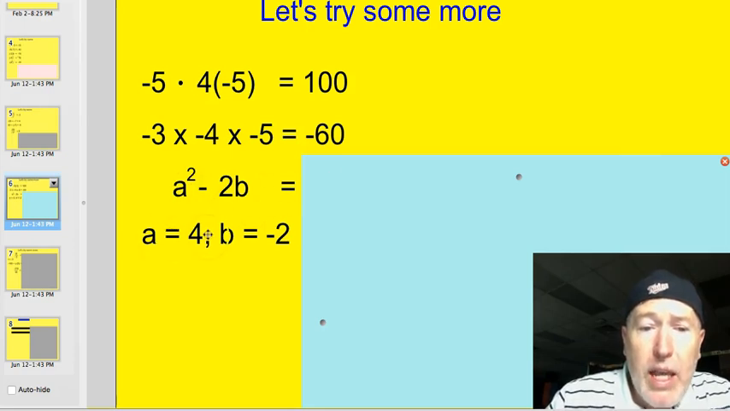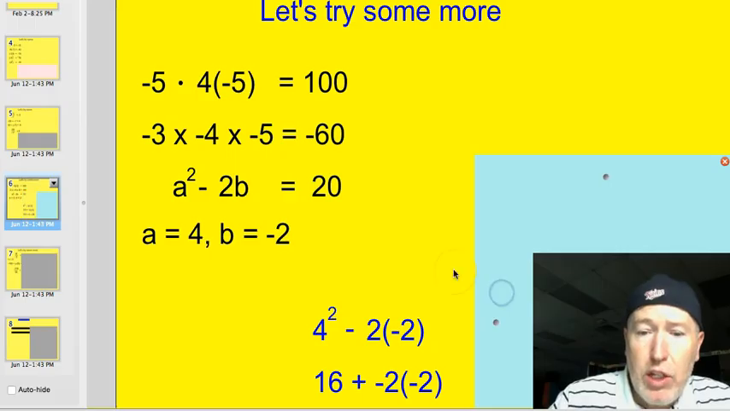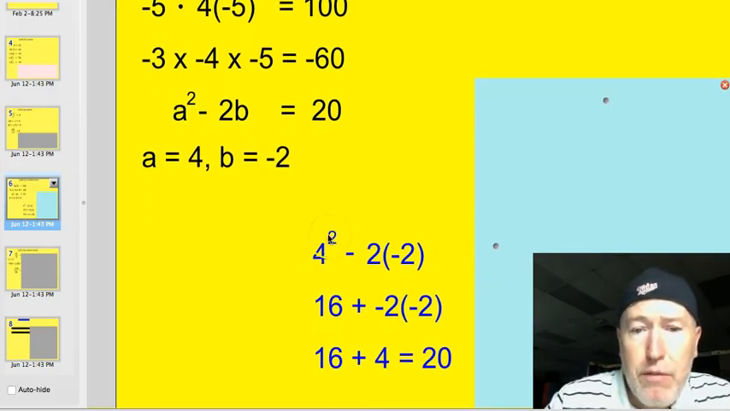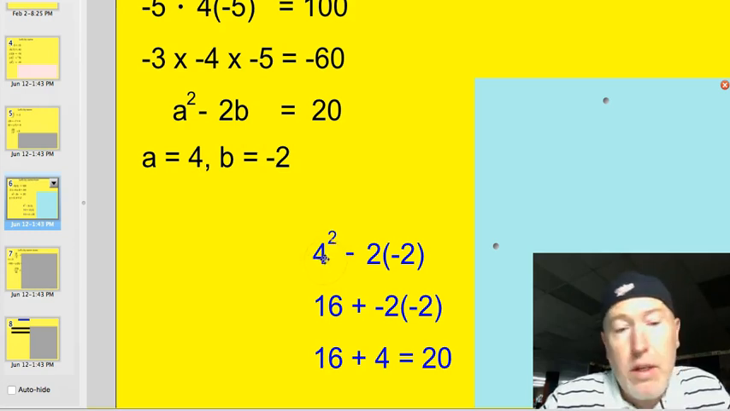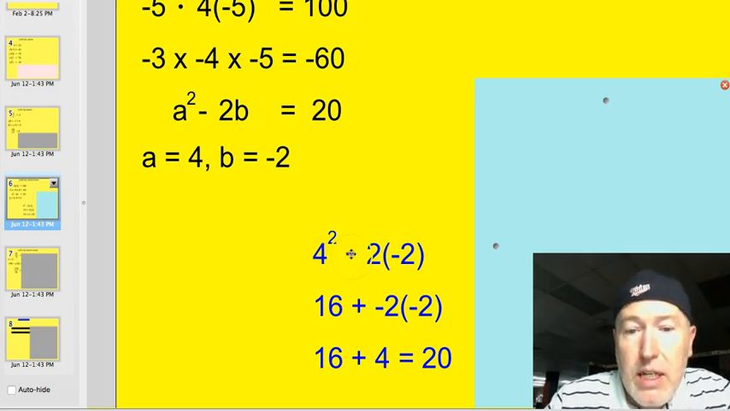All right, so we've got a equals 4 and b equals a negative 2. Let's see how we're going to do that. I put that problem down here, so we'll just take a look at it. So I substituted in the 4 squared minus 2 times a negative 2, because b was equal to a negative 2. I simplified. The 4 squared is equal to 16 plus negative 2 times a negative 2. Did you notice how I changed 4 minus 2 to, I'm sorry, this would be 16. Sorry about that. This would be 16 minus 2. I changed it to 16 plus a negative 2.